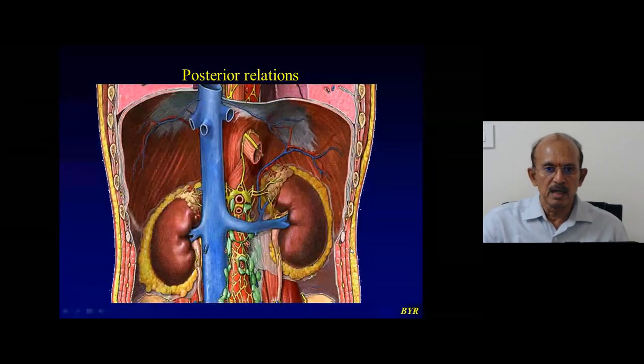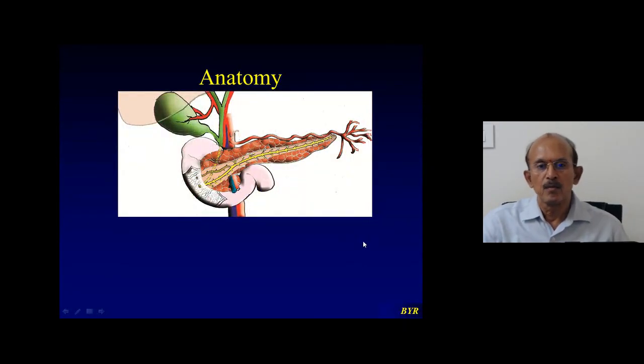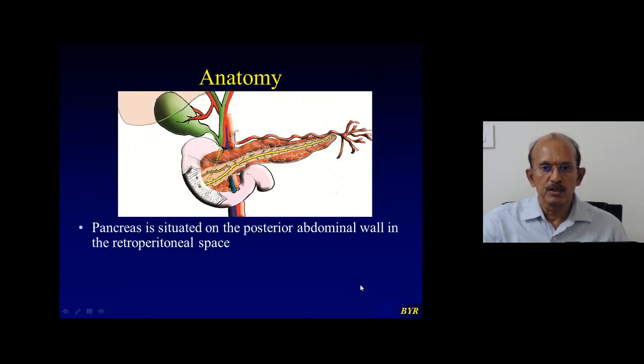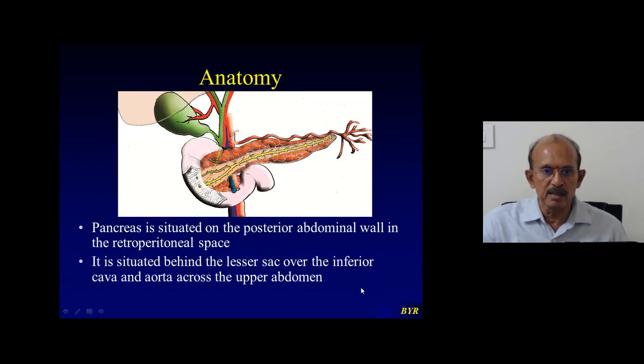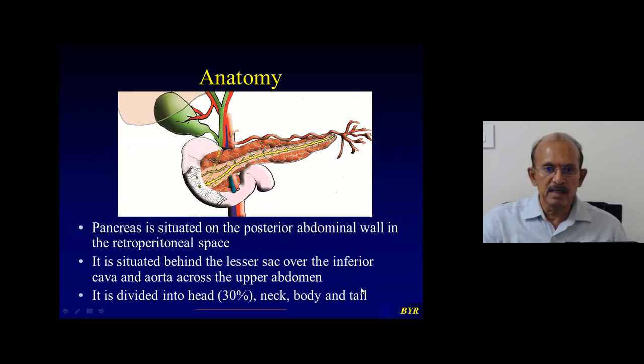Of course, these are the posterior relations. Already we have seen this. The pancreas is situated on the posterior abdominal wall in the retroperitoneal space. It is situated behind the lesser sac, over the inferior vena cava and aorta across the abdomen. It is divided into head, neck, body, and tail.